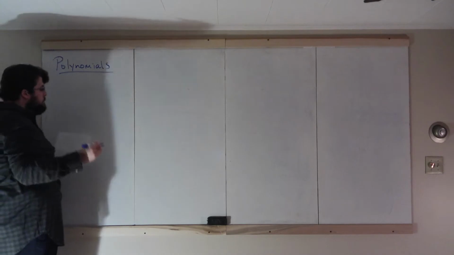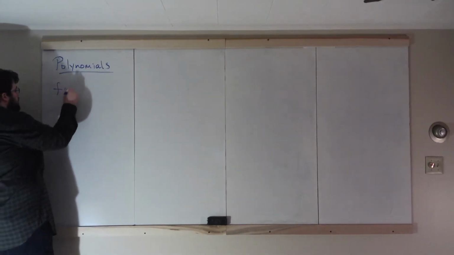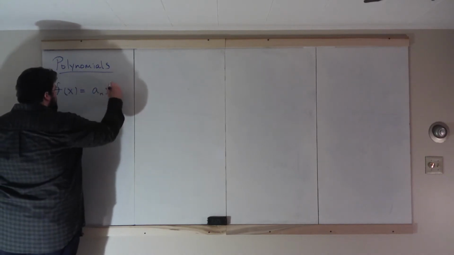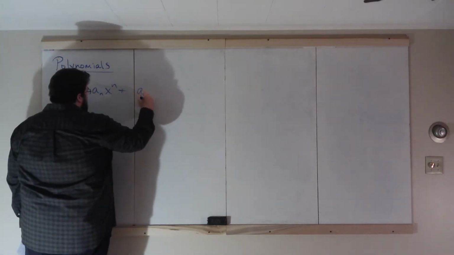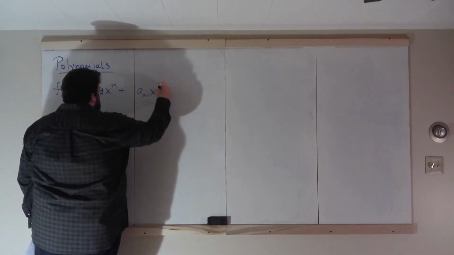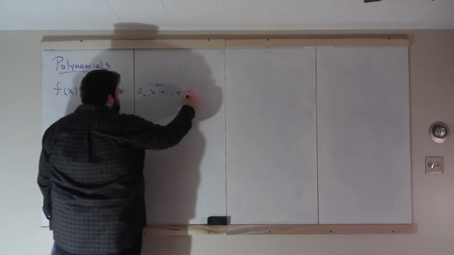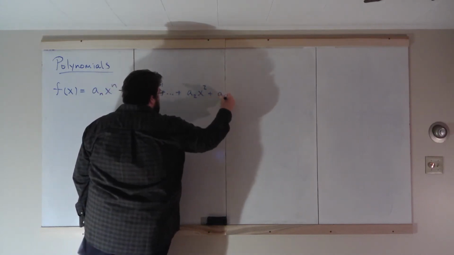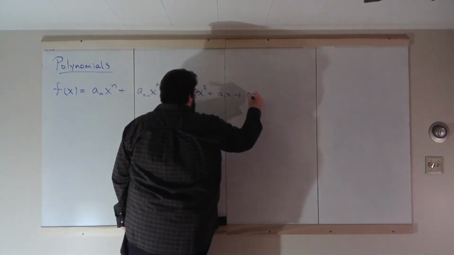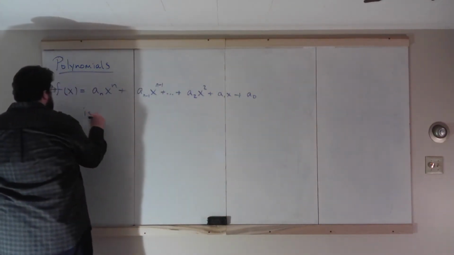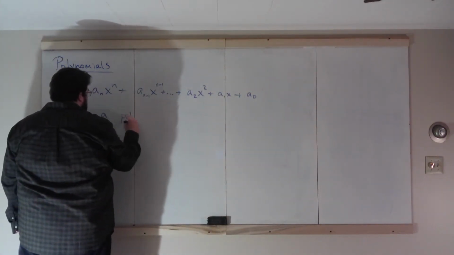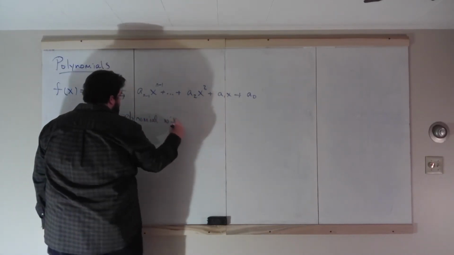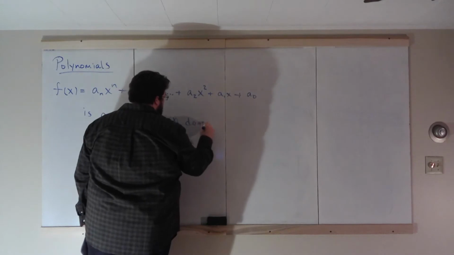The definition of a polynomial is a little complicated. I'm going to write it anyway. So we'll say f of x equals a_n x to the n plus a_(n-1) x to the n minus 1 plus, through, let's say, a_2 x squared plus a_1 x plus a_0 is a polynomial with degree n.